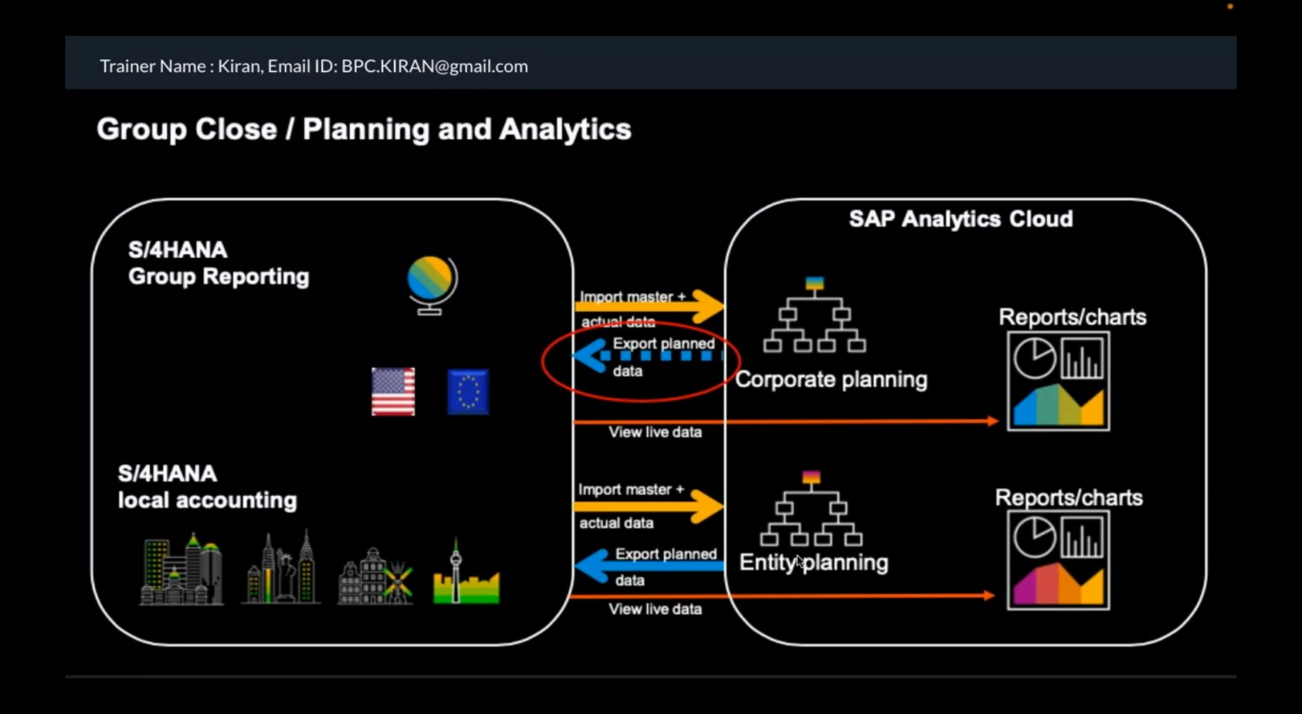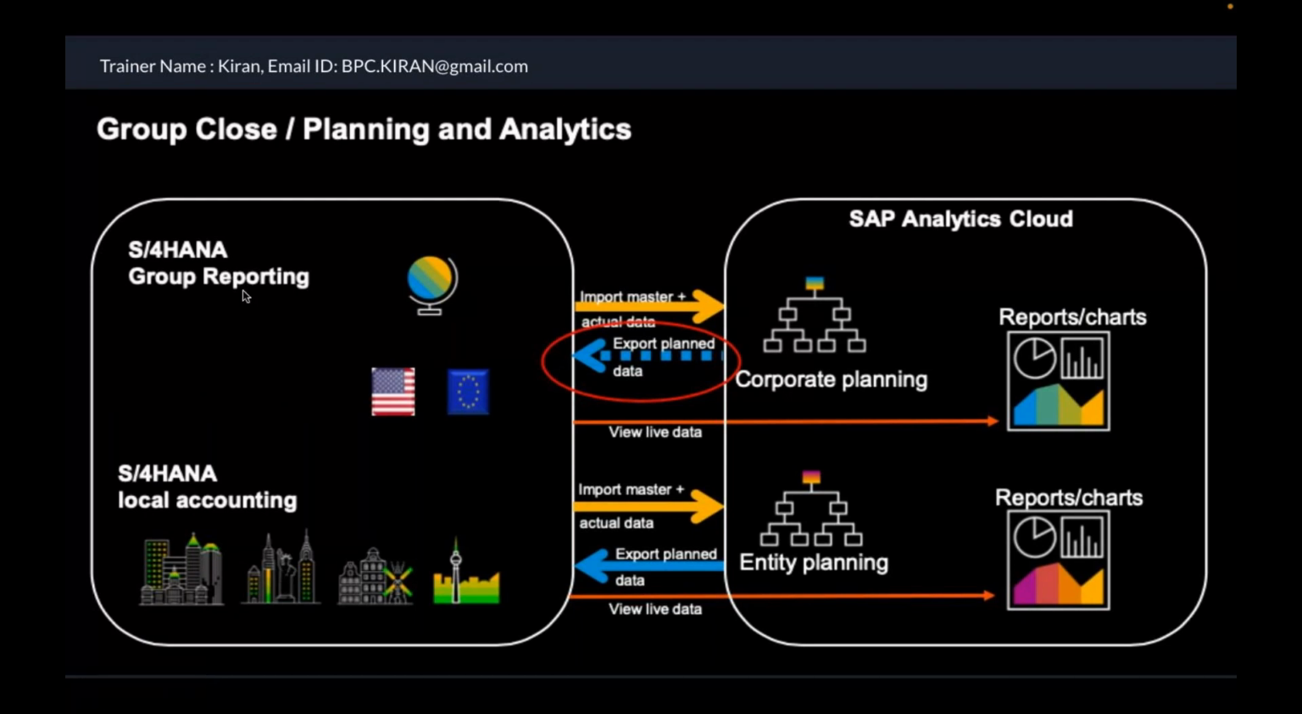For the entity planning, from S4HANA, your company code data, cost center data, profit center data, whatever master data is required, you can move that master and actual data to SAC. Once the planning is done company code wise, you can export the data. In BPC language earlier we used to call it retraction, right? So we can export the data to the ACDOCP table, which is the planning table.